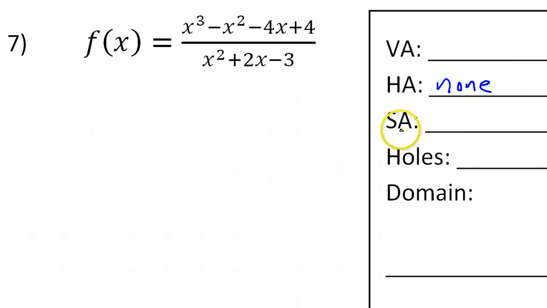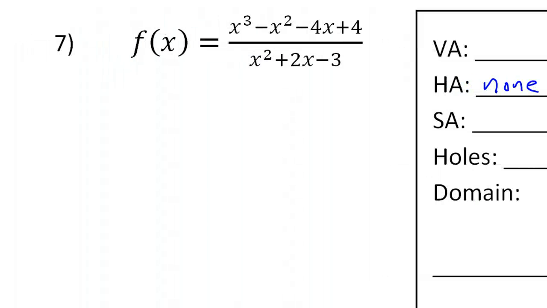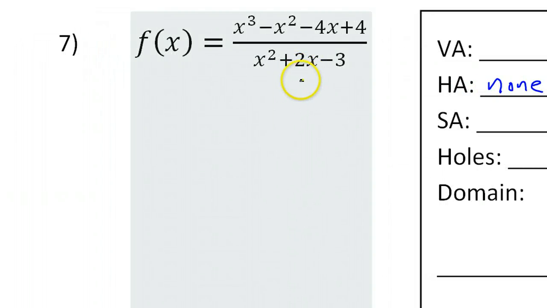But maybe there is a slant asymptote. There will be a slant asymptote if the top degree is 1 higher than the bottom. So the numerator is degree 3, the denominator is degree 2, so that is 1 higher. So there will be a slant asymptote for this problem. To find the slant asymptote, I need to do long division and look at the quotient. Okay, so let's do that now.